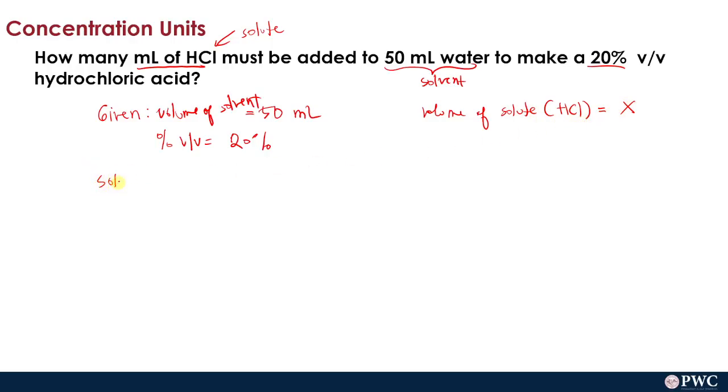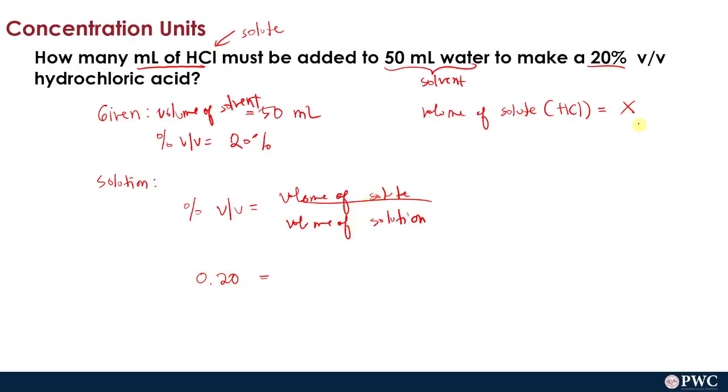Now we're ready to solve. We can use the percent by volume formula. It's equal to the volume of the solute over the volume of the solution. The percent by volume is given. We have 20%. Let's convert this to decimal. It's equal to 0.20, which is equal to the volume of the solute. Here we are finding the volume, and we'll use the variable X for that.